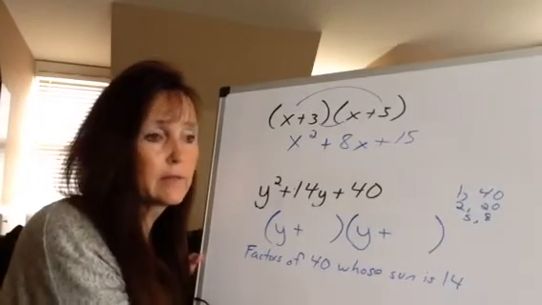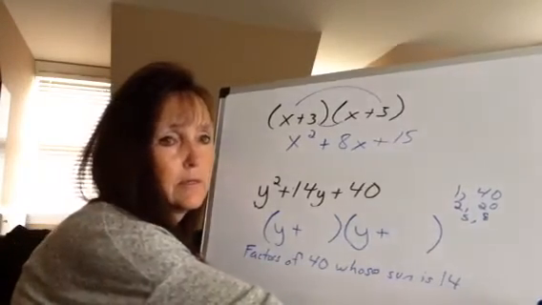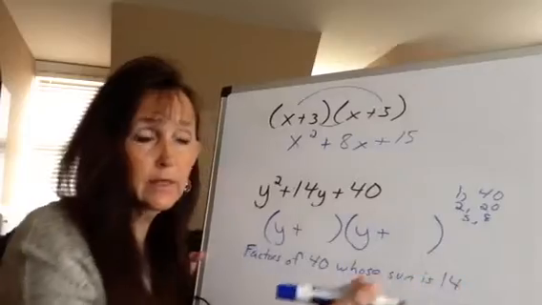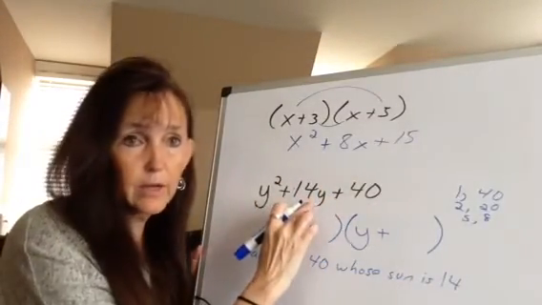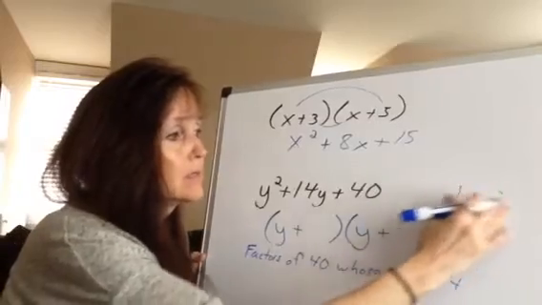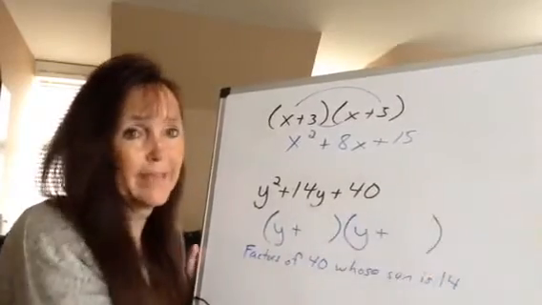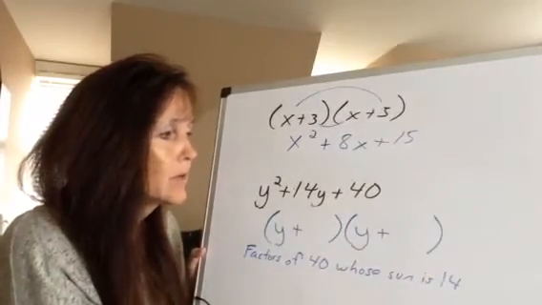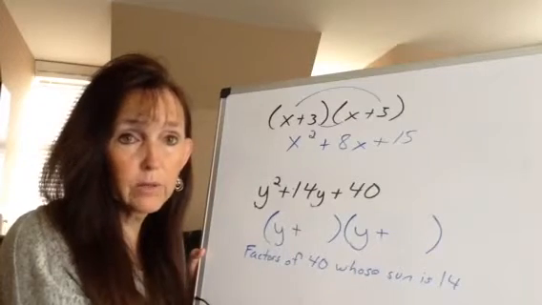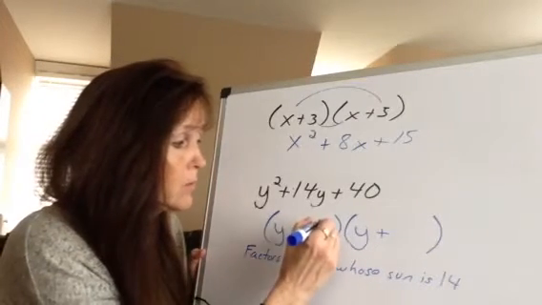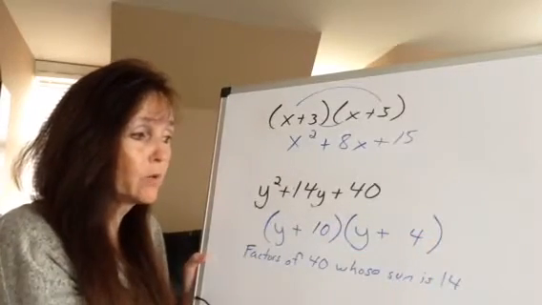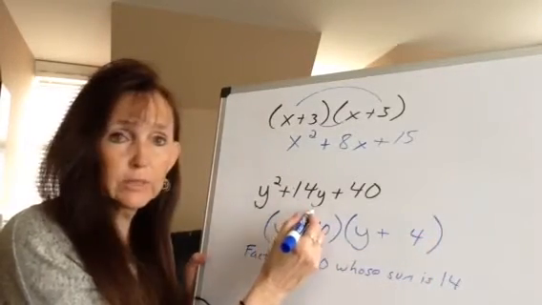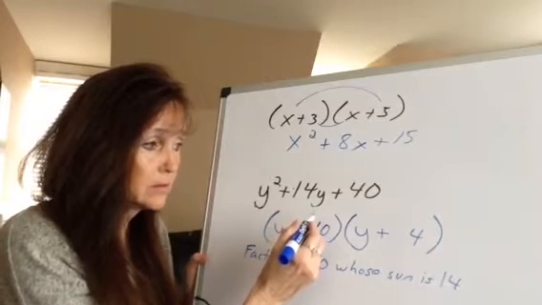Y'all can't even see that. I'm so sorry. But will 5 times 8 give you 40? Yes, but add up to 14? No. Alright, I'm going to erase it because y'all couldn't even see that. Sorry. But the last ones that you have, 10 times 4, or 4 times 10, however you want to put it, gives you 40. Will it add up to 14? Yes. So that's the one we want.